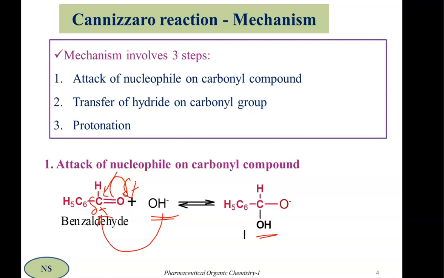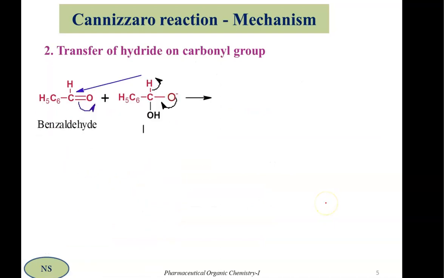So immediately the pi bond will be moved onto the oxygen, so that the double bond O becomes O minus. So that is how we get this intermediate. Now this intermediate, you can see this is the intermediate. In the second step, it reacts with a second mole of benzaldehyde.